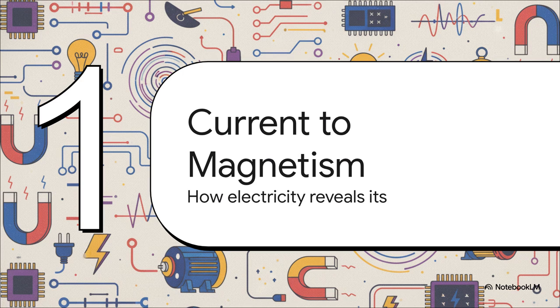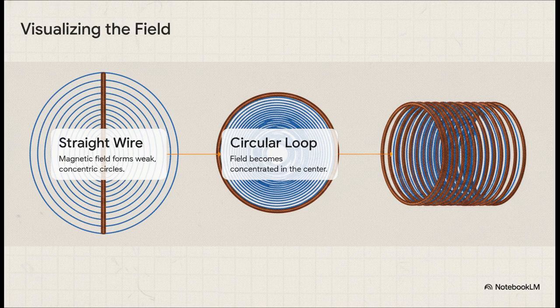All right, so let's dive into part one, from current to magnetism. We're going to follow in Oersted's footsteps and figure out exactly how an electric current makes a magnetic field, and even more important, how we can learn to control this invisible force. Just take a look at how this builds up.